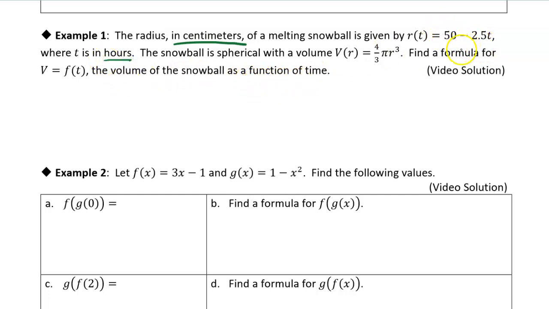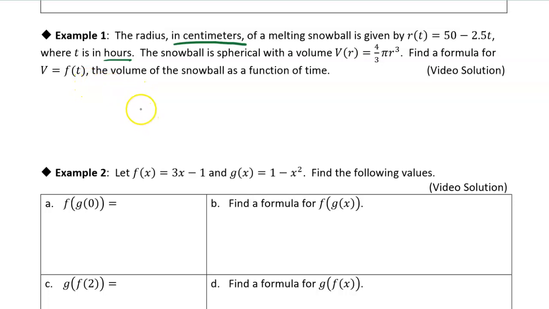All right, so we have a function for the radius of the snowball, and we also know that the snowball is spherical, and so the volume of the snowball is given by 4/3 pi r cubed. All right, so we have a function for volume in terms of radius, and we're asked to find a function for the volume in terms of t.